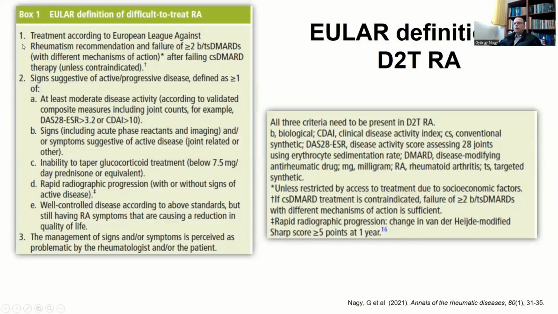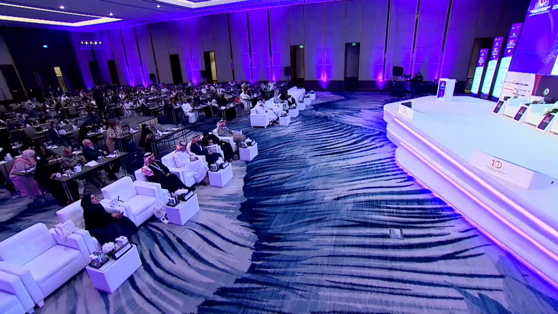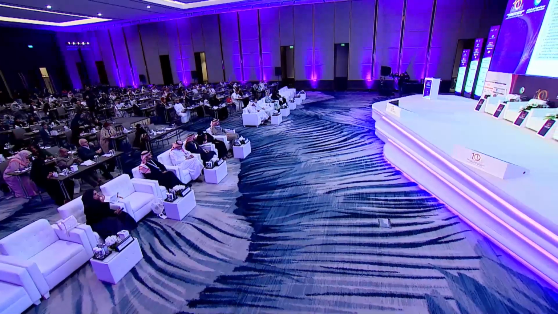The first criterion says that the treatment should be according to the EULAR recommendations for rheumatoid arthritis, and failure of at least 2 biological or targeted synthetic DMARDs with very different mechanisms of action after failing conventional synthetic DMARDs, unless these are contraindicated. So all patients who fulfill this criterion meet 1 criterion of difficult to treat disease. And in our clinical practice, really many patients are on at least 2 biological or targeted synthetic DMARDs. So it's very common. The second criterion has 5 sub-criteria, A, B, C, D, and E, and any of them is enough for the definition of difficult to treat disease.